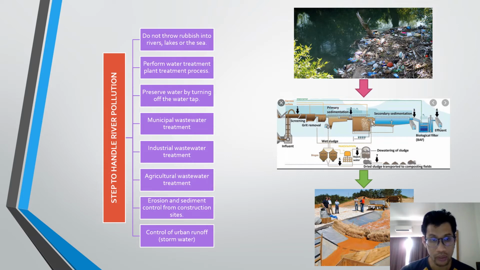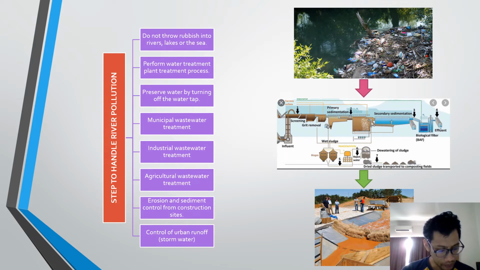The fourth one is municipal water treatment. For the municipal water treatment, in urban areas of developed countries, municipal wastewater or sewage is typically treated by centralized sewage treatment plants. A well designed and operated system with secondary treatment step or more advanced treatment can remove 90% or more of the pollutant load in sewage.